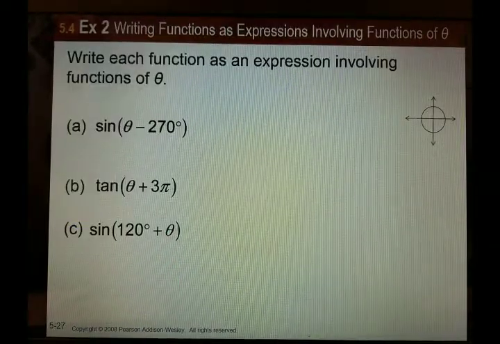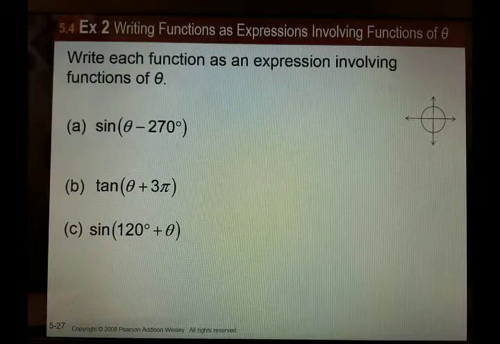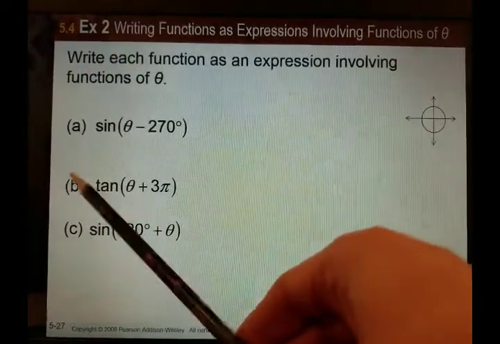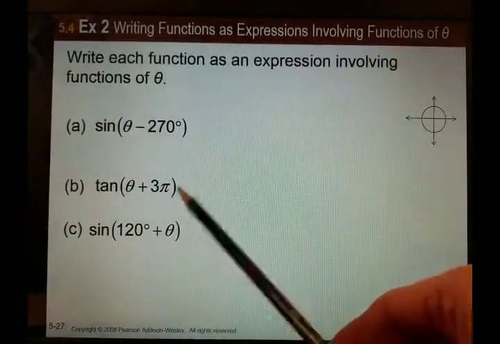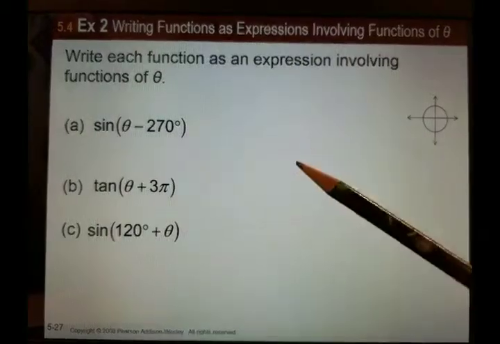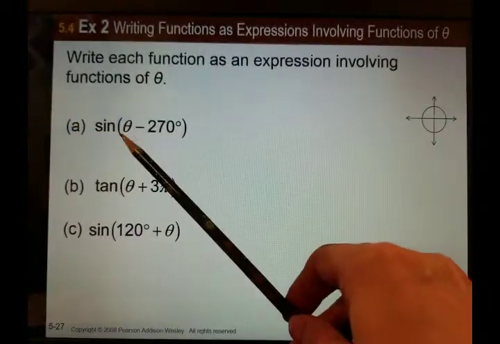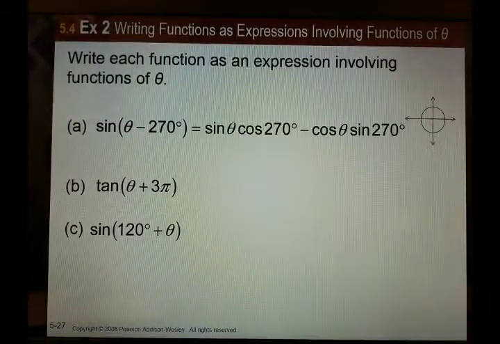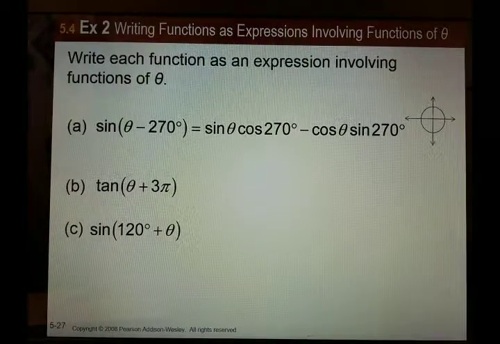Write each function as expression involving the functions of just theta. So in other words, we don't want a theta and a 270 or a theta and a 3 pi or a 120. So they're making me use these sum and difference rules. In the first one for problem A, my A is theta, my B is 270. So we plug into our pink sheet. That'll be the rule on the right-hand side, the second one down.